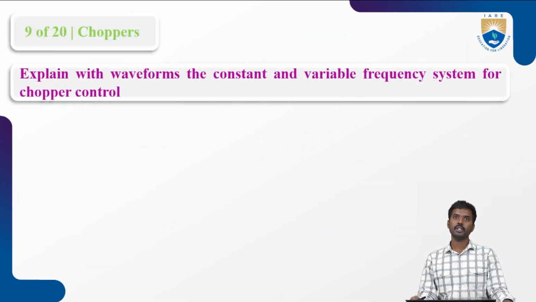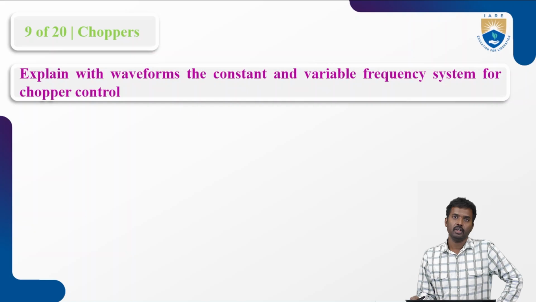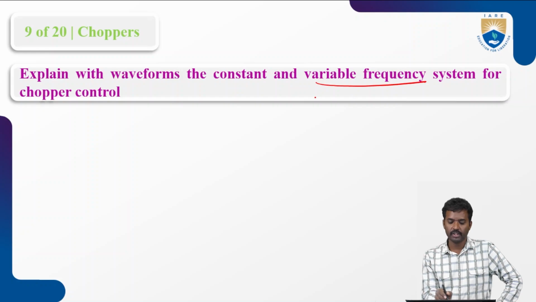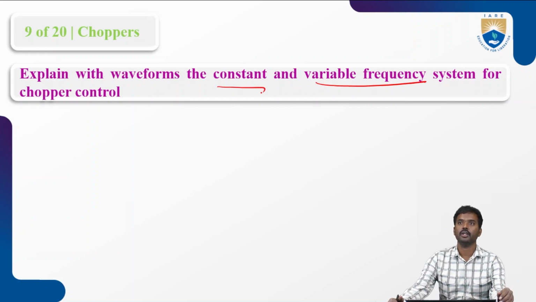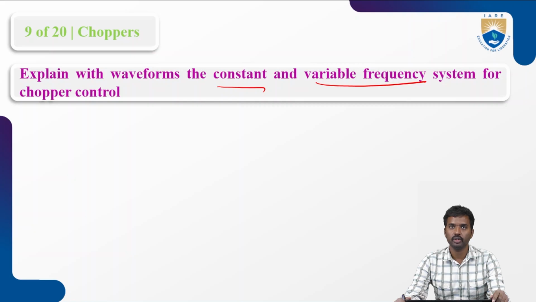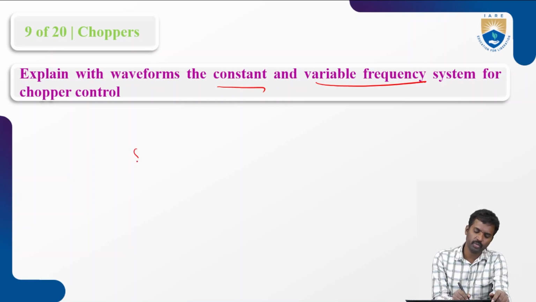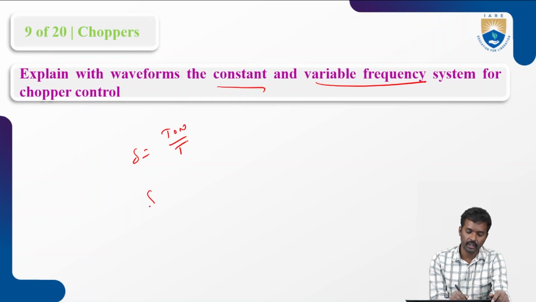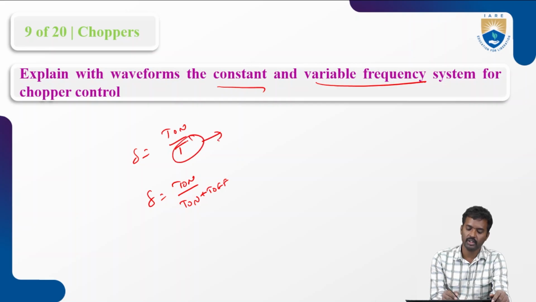The ninth question is to explain the waveforms of the variable frequency chopper and the constant frequency chopper, and how they work. So what is delta? Delta equals T on by T, that is, T on by T on plus T off. Constant frequency means here T is constant.